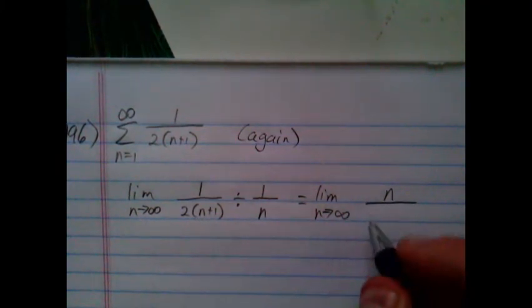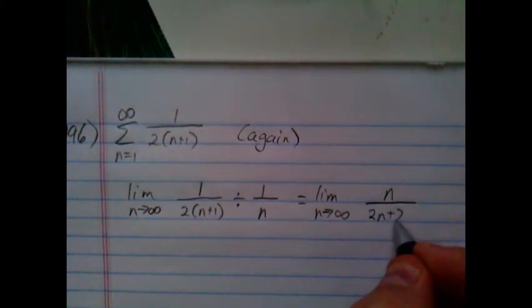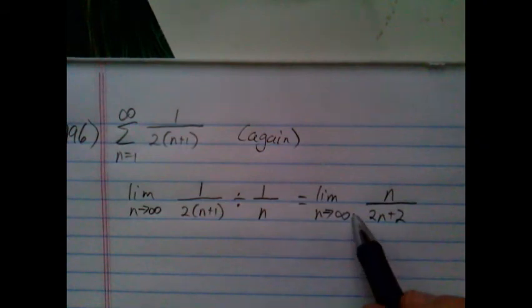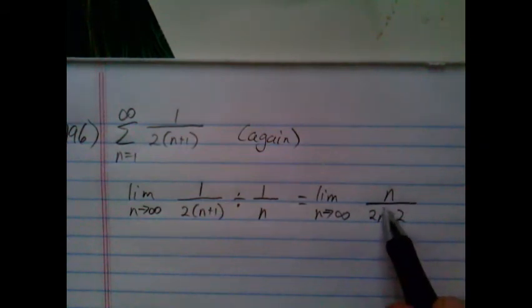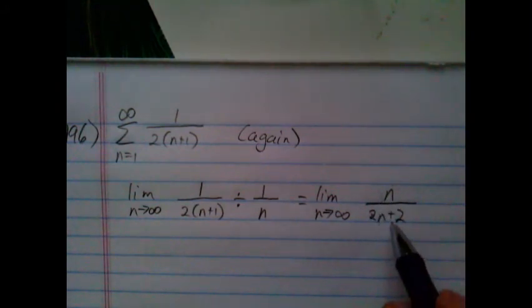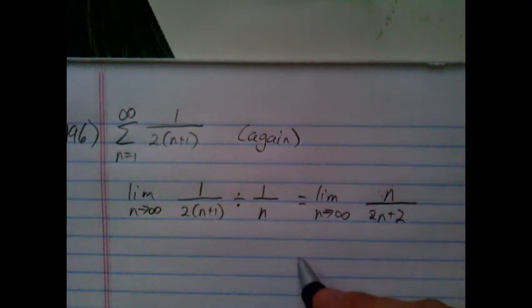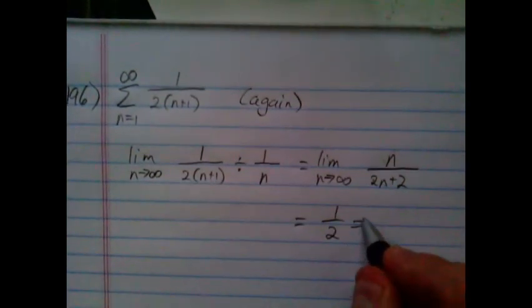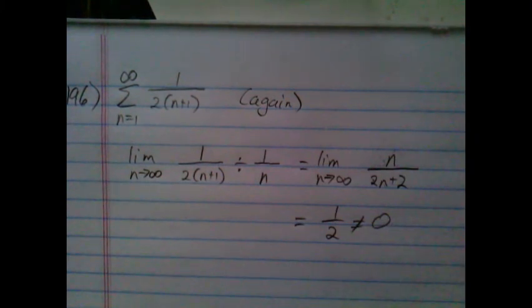And I'll go ahead and multiply out the bottom. 2n plus 2. And of course, we learned previously that if you're taking the limit of a rational expression and the top and bottom have the same degree, then you can just take the ratio of those leading coefficients. And so that limit would just equal 1/2. And 1/2, of course, is not 0.